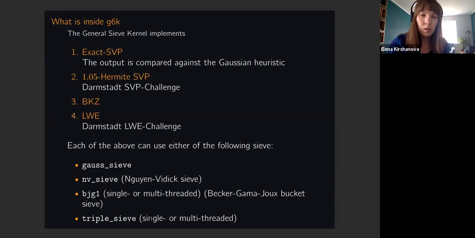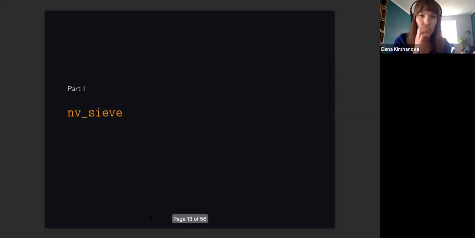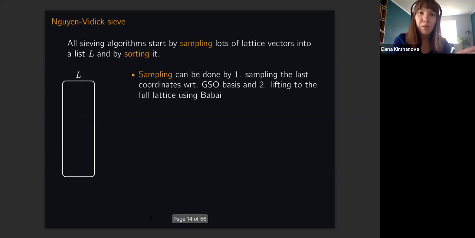So what does the Nguyen-Vidick sieve do? Just to make sure that everyone understands the sieve, this is about sampling lots of lattice vectors in a large list. Sometimes I will be calling it a list, and sometimes I will be calling it a database. We called it a database in the paper, and it means the same thing.